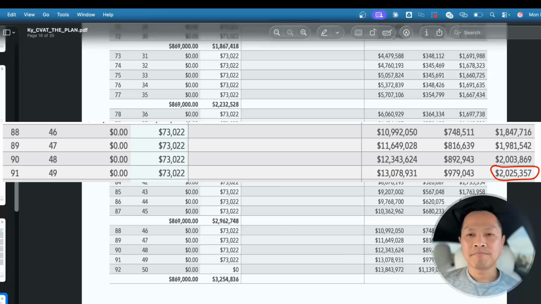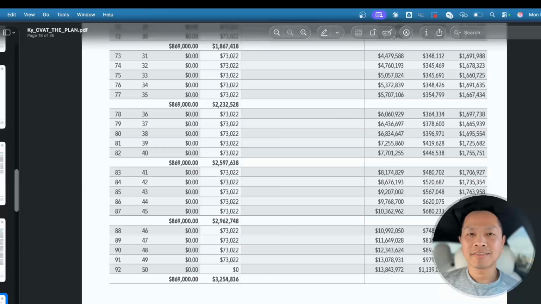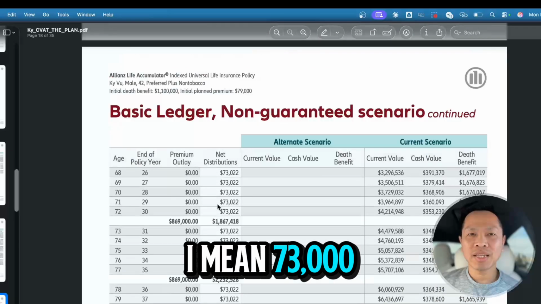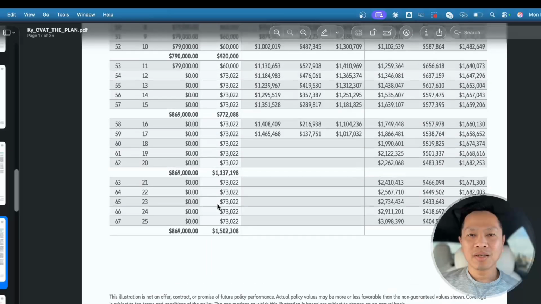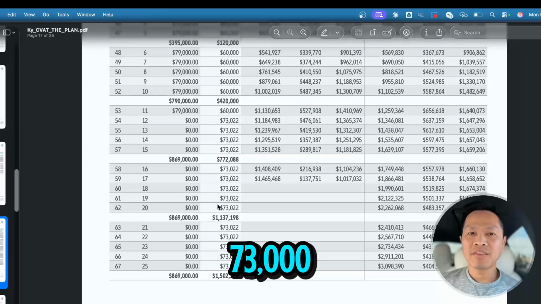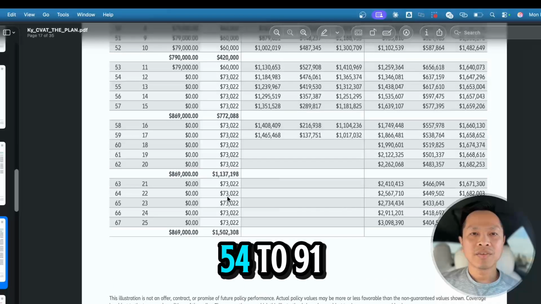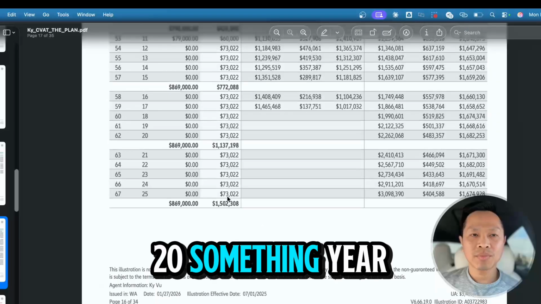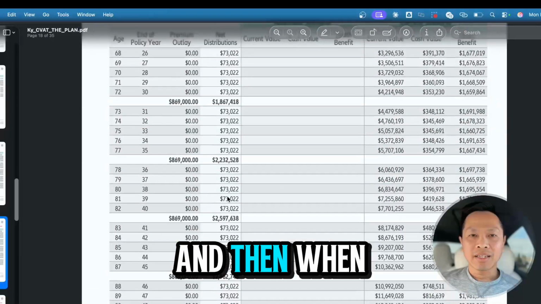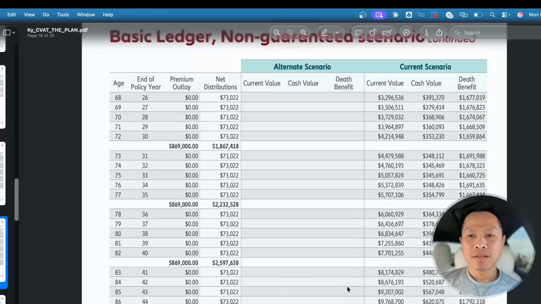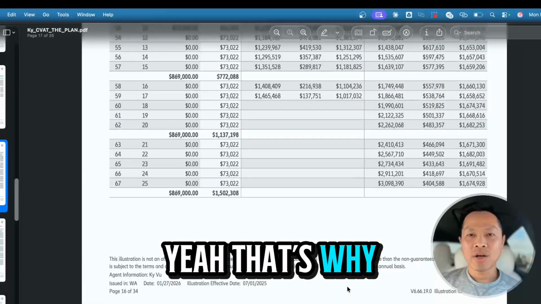That is pretty cool. I mean, don't you think? So you retire, right? 73,000, not bad, right? No tax, right? That's straight 73,000 for what? 54 to 91, right? 20-something years. And then when you die, you still leave 2.2 million for your kids. That's pretty cool, right? Yeah, that's why I love IUL.